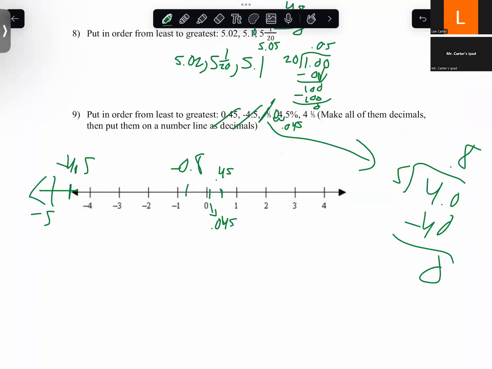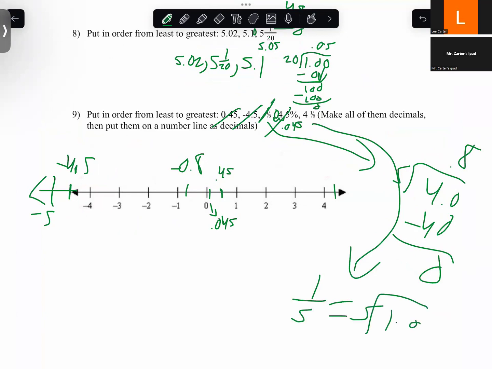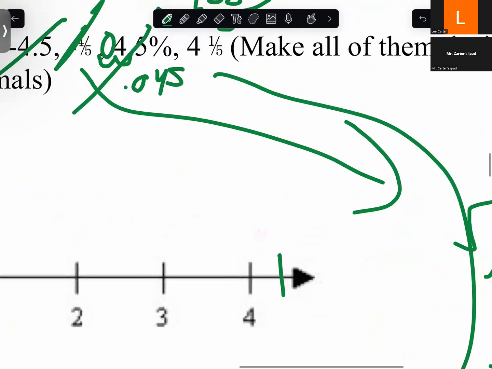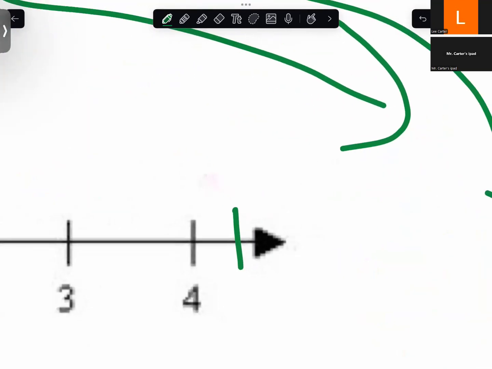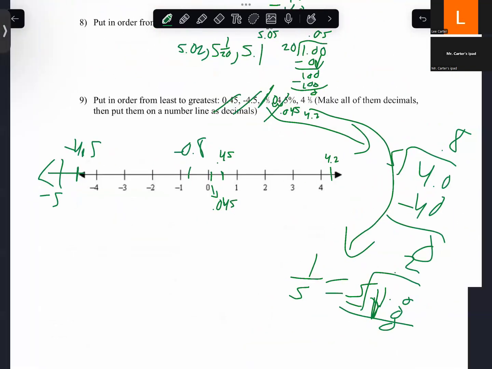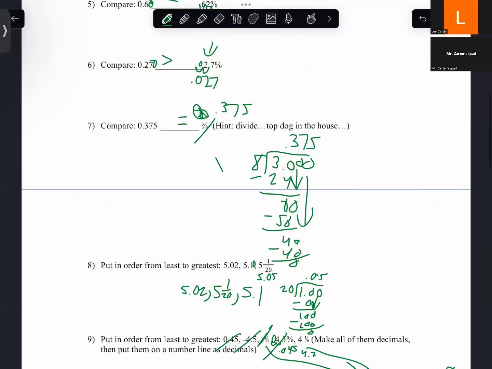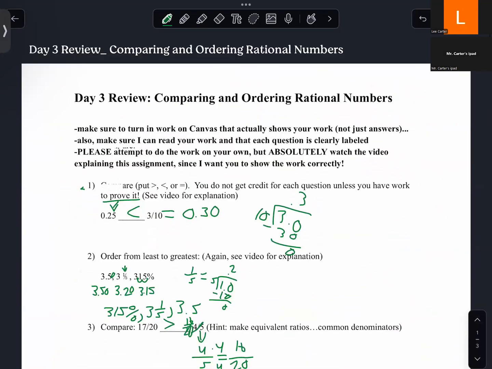All right, and then 4 and 1/5, again, this number line should have gone to 5. Now let's just make sure we convert the 1/5 to a decimal. 5 into 1. And then 5 times 2 is 10. If they were to give you a calculator like on the real test, then you just type 1 divided by 5 and it will give you the decimal. Doubt they would though. So that means this is 4.2. All right, make sure you have all the work shown here and then turn in your day 3 review.